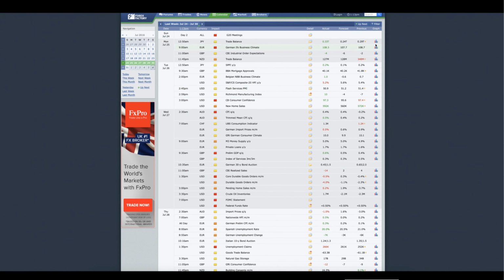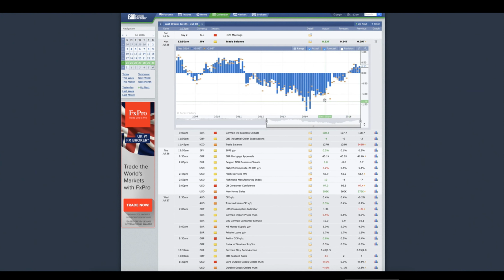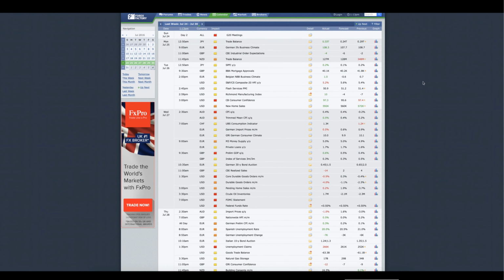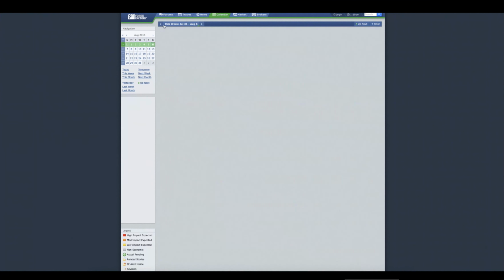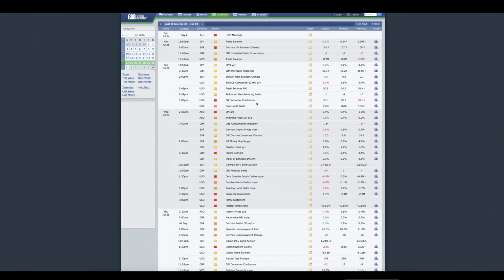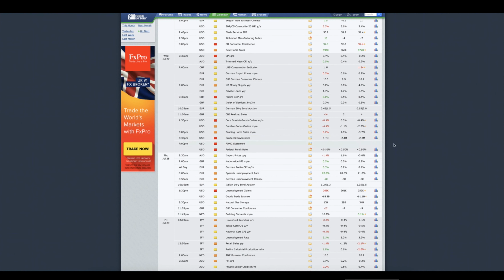So that's that. And then you can go through and you can look at all of the different aspects of the graphs and the prior figures and so forth. But guys, if you can, just stick to these ones. The high impact makes things a lot easier for us. So as you can see for the whole week ahead, well, this is obviously the prior. We'll go on to this one in a moment. But we can see all of the figures that came out.